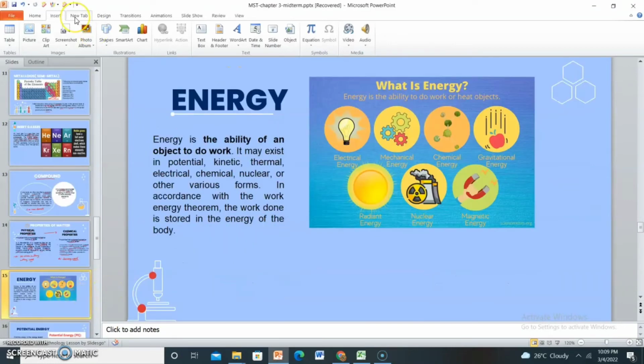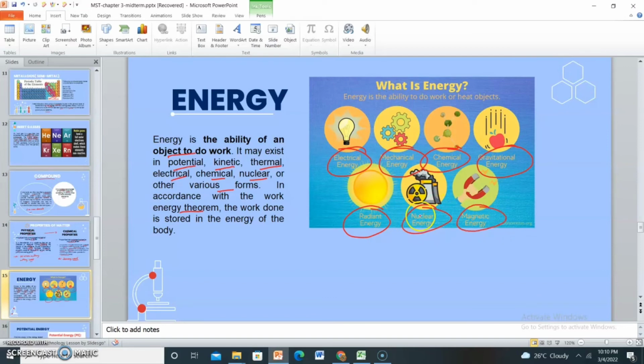The energy. Energy is the ability of an object to do work. It may consist of potential, kinetic, thermal, electrical, chemical, nuclear, or various other forms of energy. It coordinates with the work-energy theorem, the work done by the stored energy of the body. So that is the energy composition of electrical, mechanical, chemical, gravitational energy, thermal energy, nuclear energy, magnetic energy. So that is the ability to do work with heat.